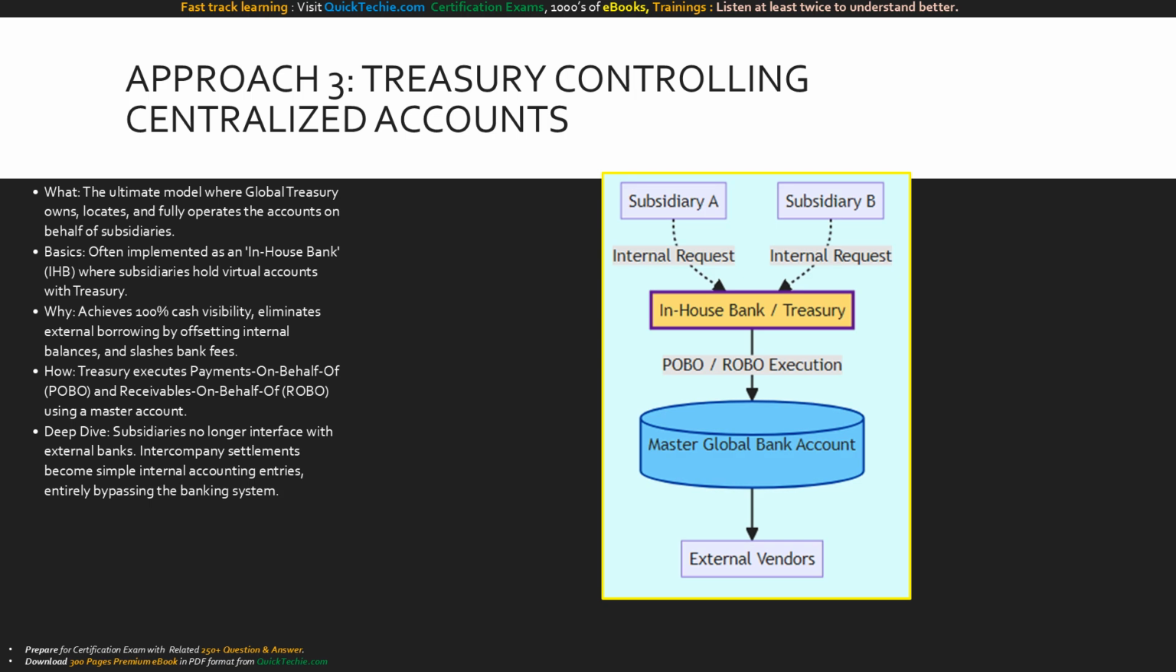Observe the in-house bank structure on your screen. The subsidiaries are at the top, but notice their arrows only go to the yellow in-house bank node in the middle. They are completely cut off from the external world. The in-house bank acts as the supreme control tower. It receives their internal requests and then, using a solid line, executes the payments via a single master global bank account at the bottom. The master account then pays the external vendors. This structure bottlenecks all corporate cash through one highly controlled, highly visible gateway, representing the pinnacle of Treasury design.